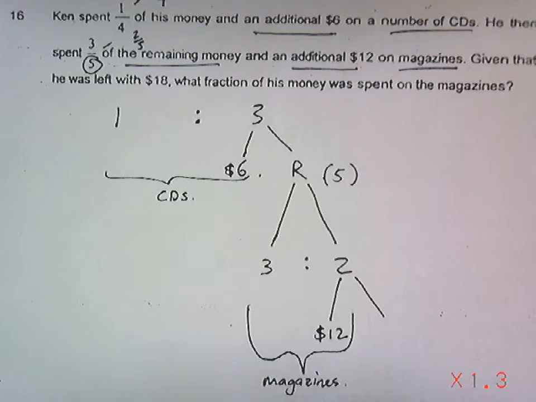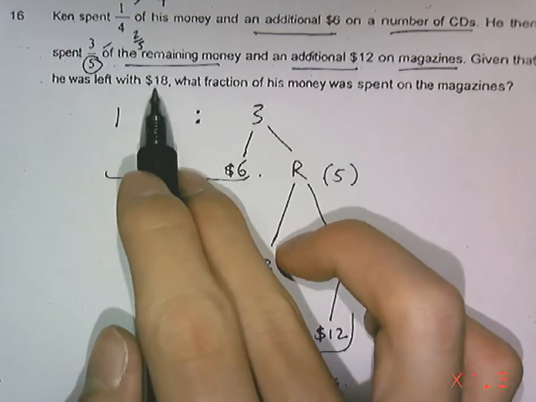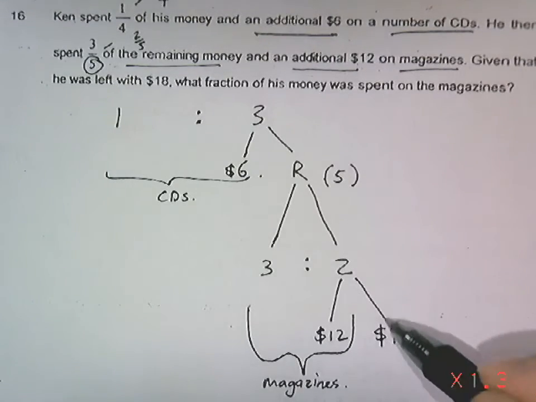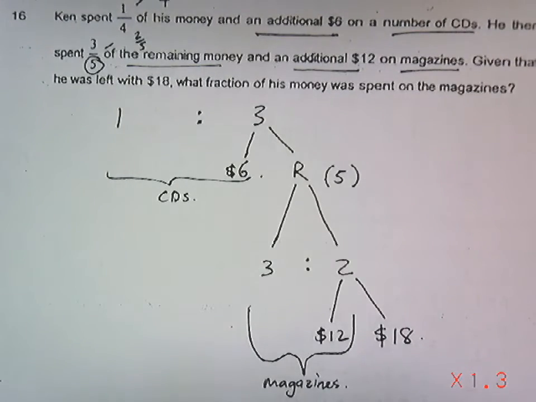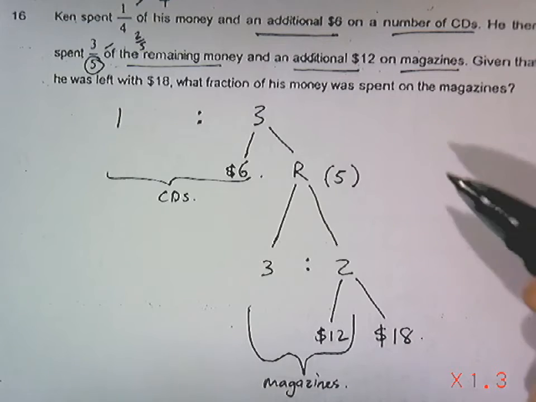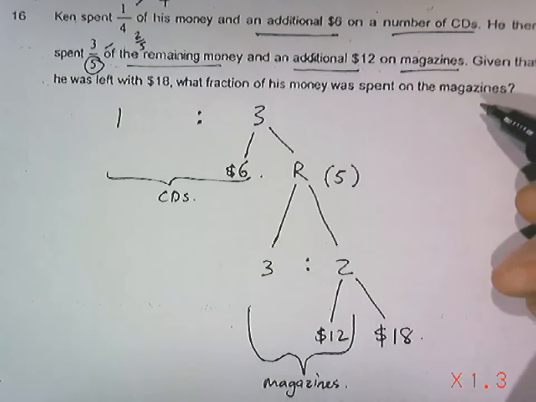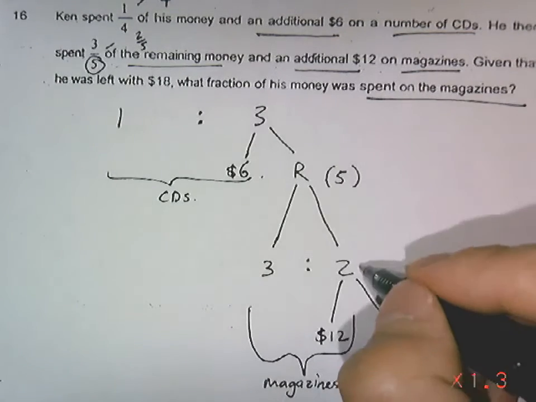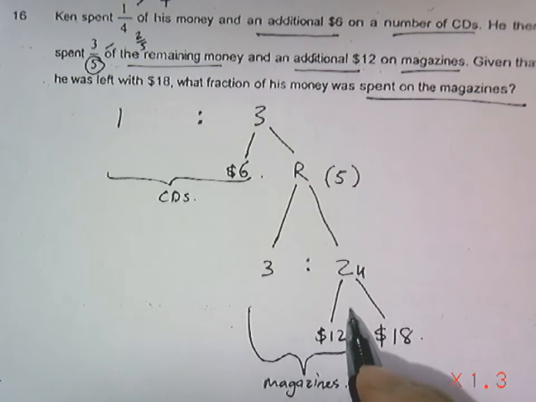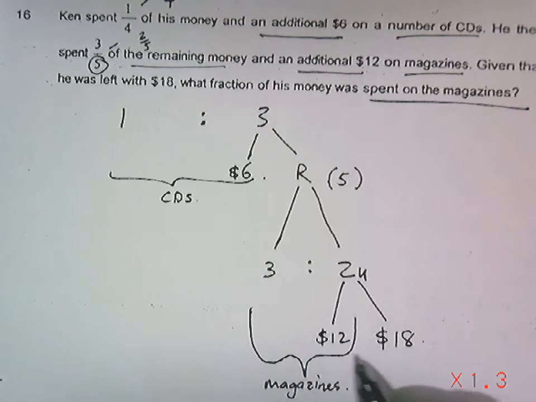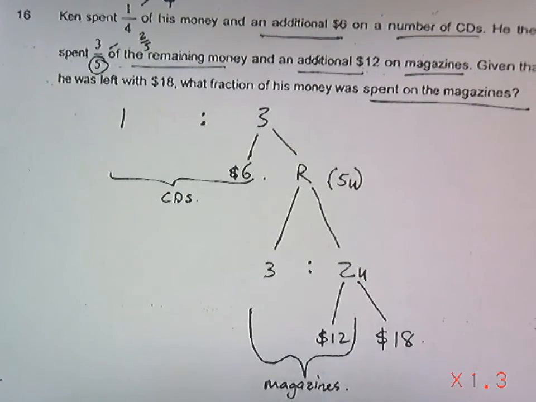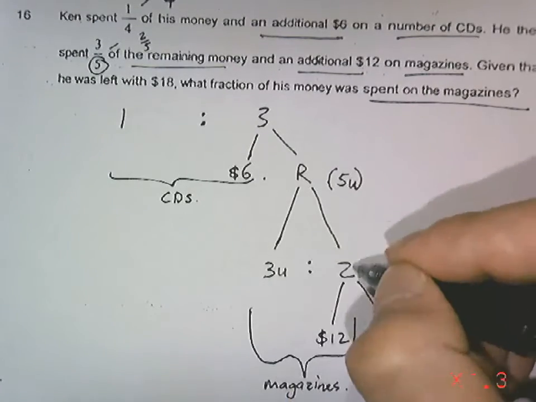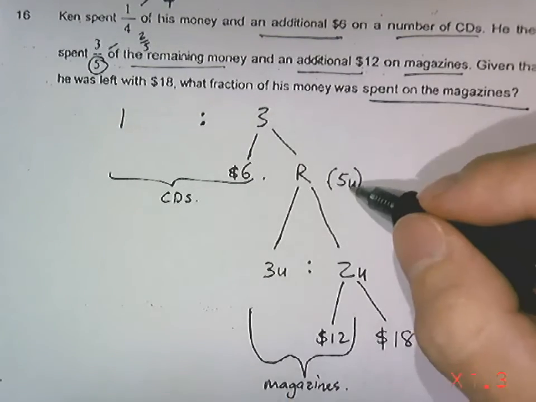Given that he was left with $18, simply the last branch here will be the $18. So the question asks what fraction of the money was spent on the magazines. Let's write units over here so that we can denote these 2 units will be equal to $30. So I'm going to use units first. Later I'm going to use parts. So units first.